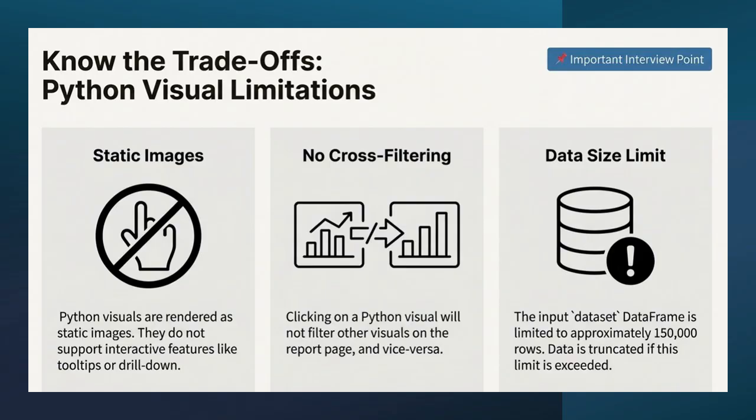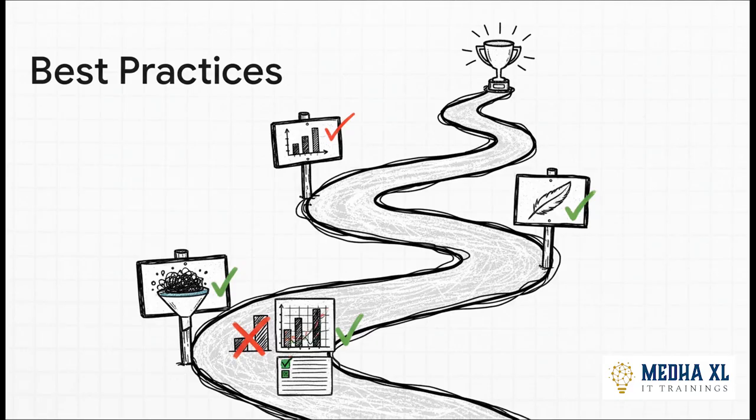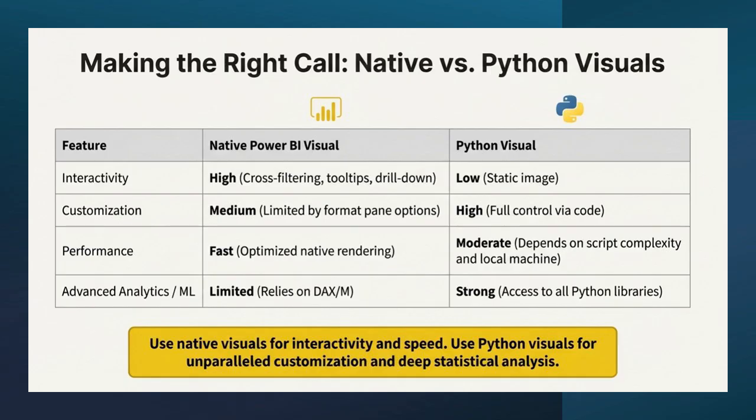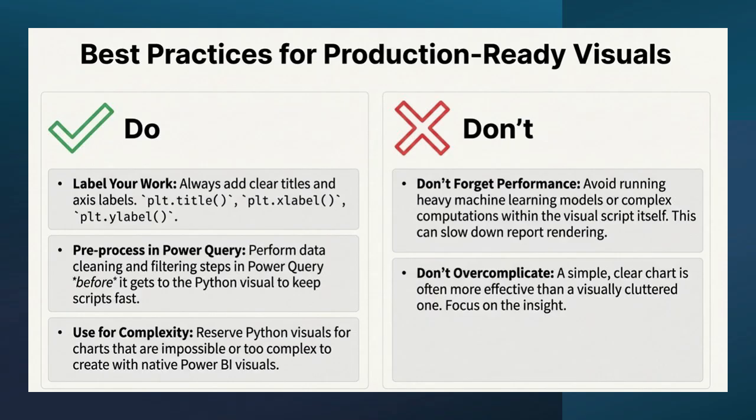So how do you use this superpower wisely? Here are the pro tips. First, if a standard Power BI visual can do the job, use it. It'll always be faster and more interactive. Save Python for those truly complex visuals that give you insights you can't get any other way. Keep your scripts clean and efficient. And please, always add clear titles and labels, since you won't have tooltips to help your users out.